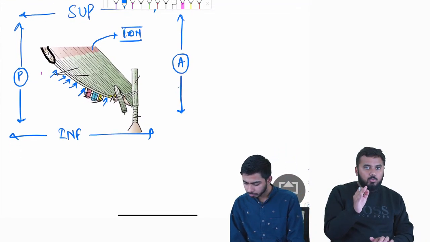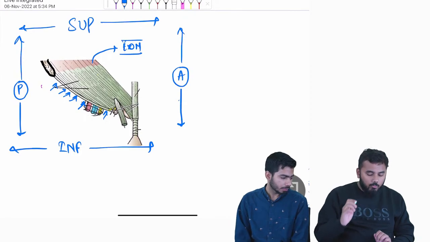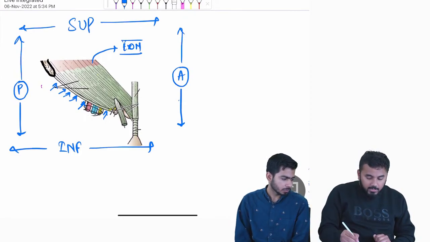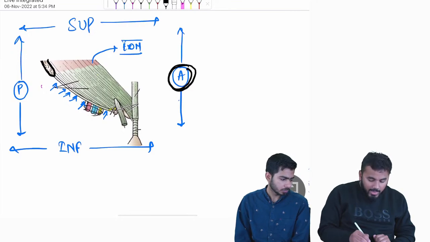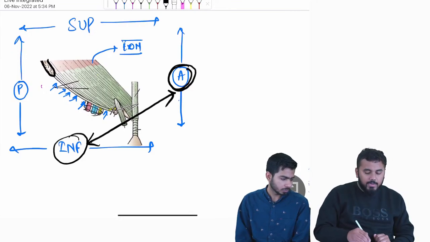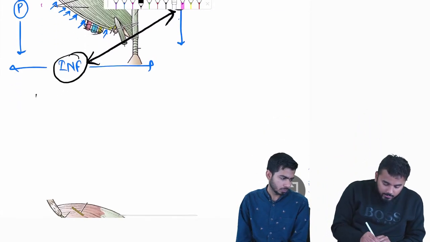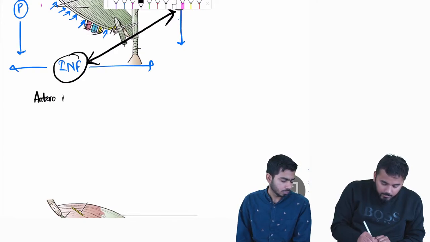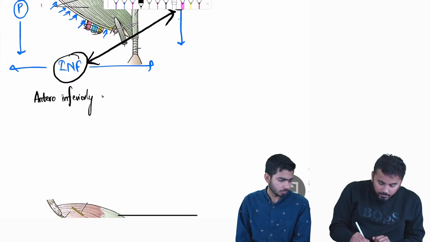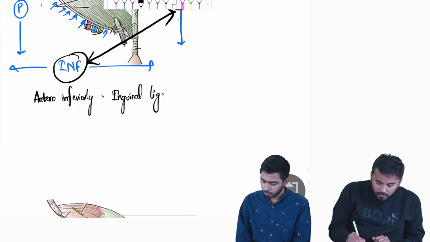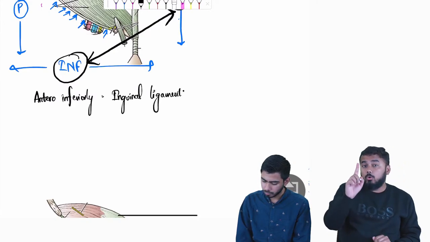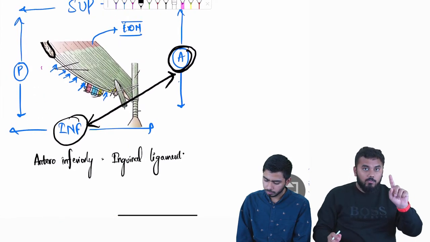If I ask you, where is the inguinal ligament present? How will you tell me? The inguinal ligament is present between the anterior border and the inferior border, isn't it? Antero-inferiorly, I have got the inguinal ligament, right? So, what am I writing here? Antero-inferiorly, I have got inguinal ligament. Not only the inguinal ligament, antero-inferiorly, I have also got one more important thing.